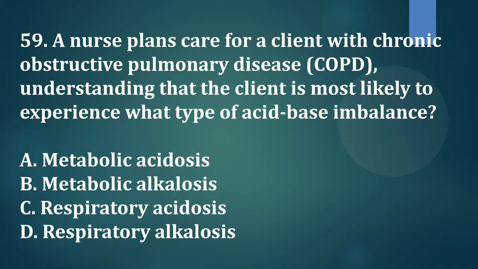Question 59. A nurse plans care for a client with chronic obstructive pulmonary disease, COPD, understanding that the client is most likely to experience what type of acid-base imbalance? A. Metabolic acidosis. B. Metabolic alkalosis. C. Respiratory acidosis. D. Respiratory alkalosis.